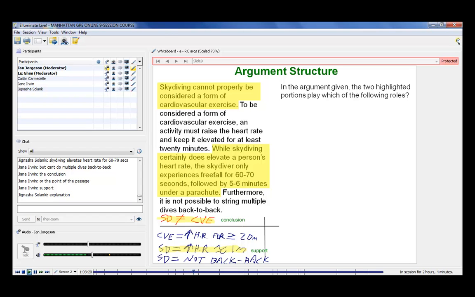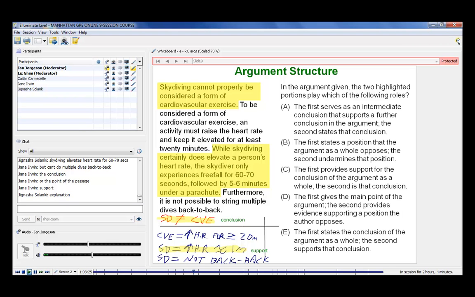Okay, here's how to do these questions really quick and effective. I'm going to show you guys the answers now. Start with whichever one's easier to work with. In this case, we know the first one's the conclusion. Eliminate any answer that doesn't say the first part's the conclusion. What can I eliminate? C says the first one is support for the conclusion, not the conclusion itself. What else? Caitlin's saying A, B, and C.